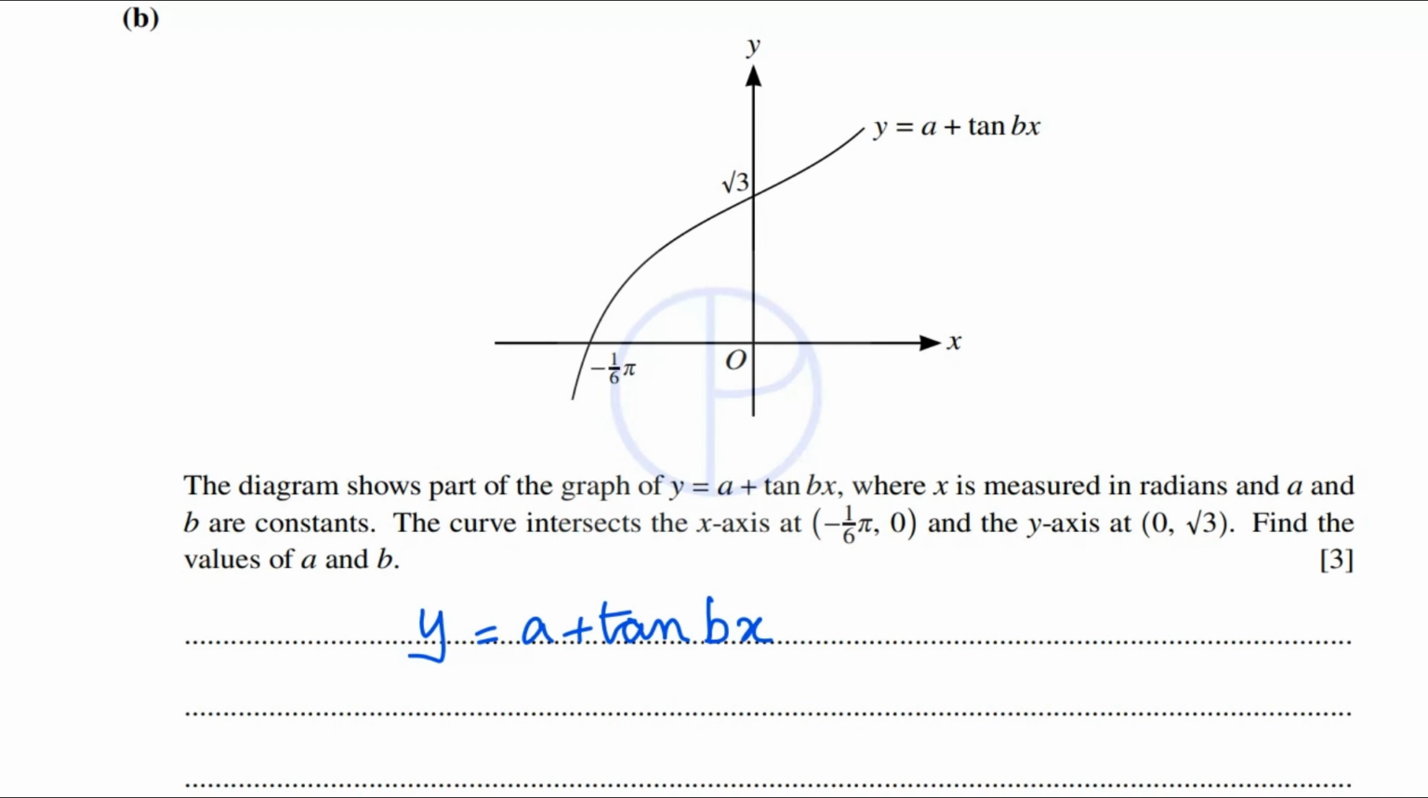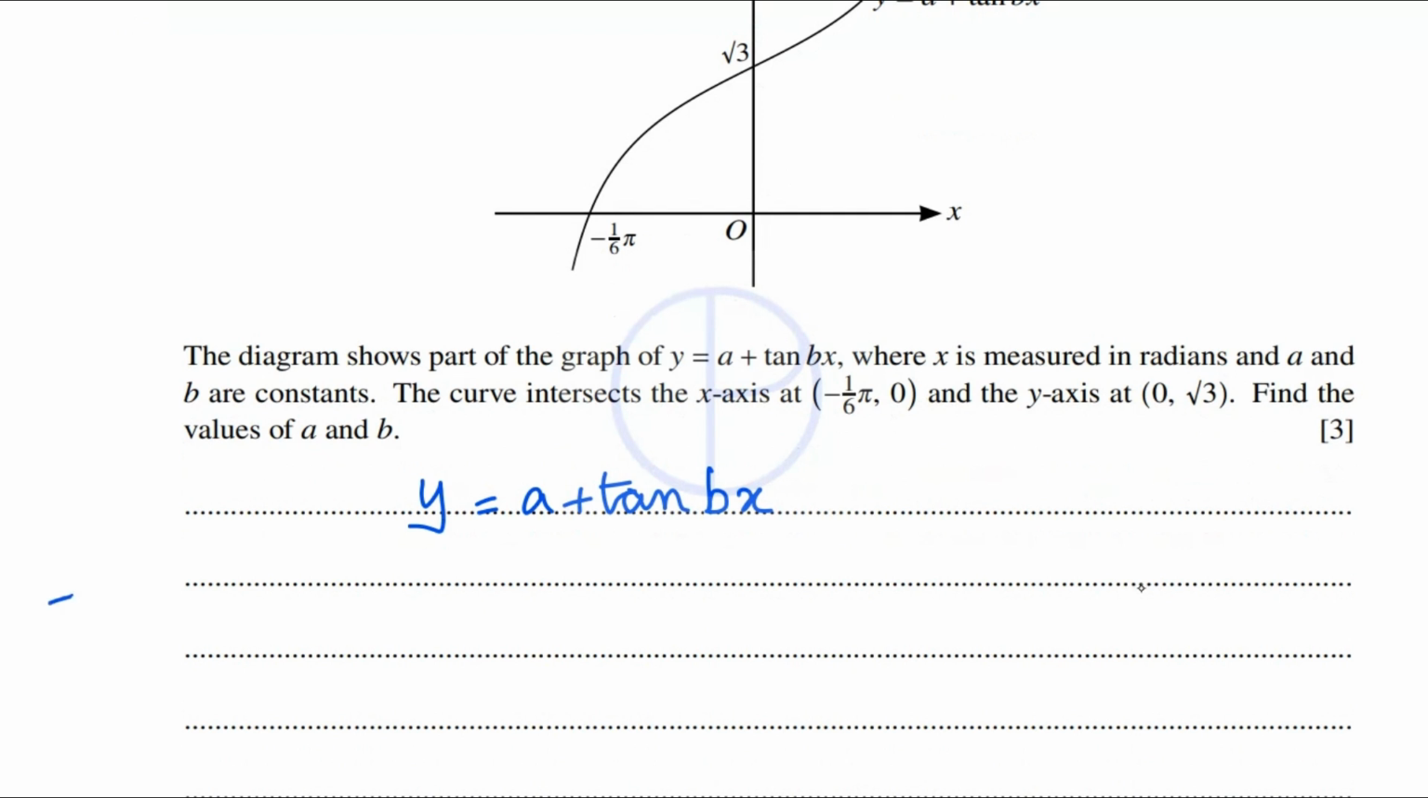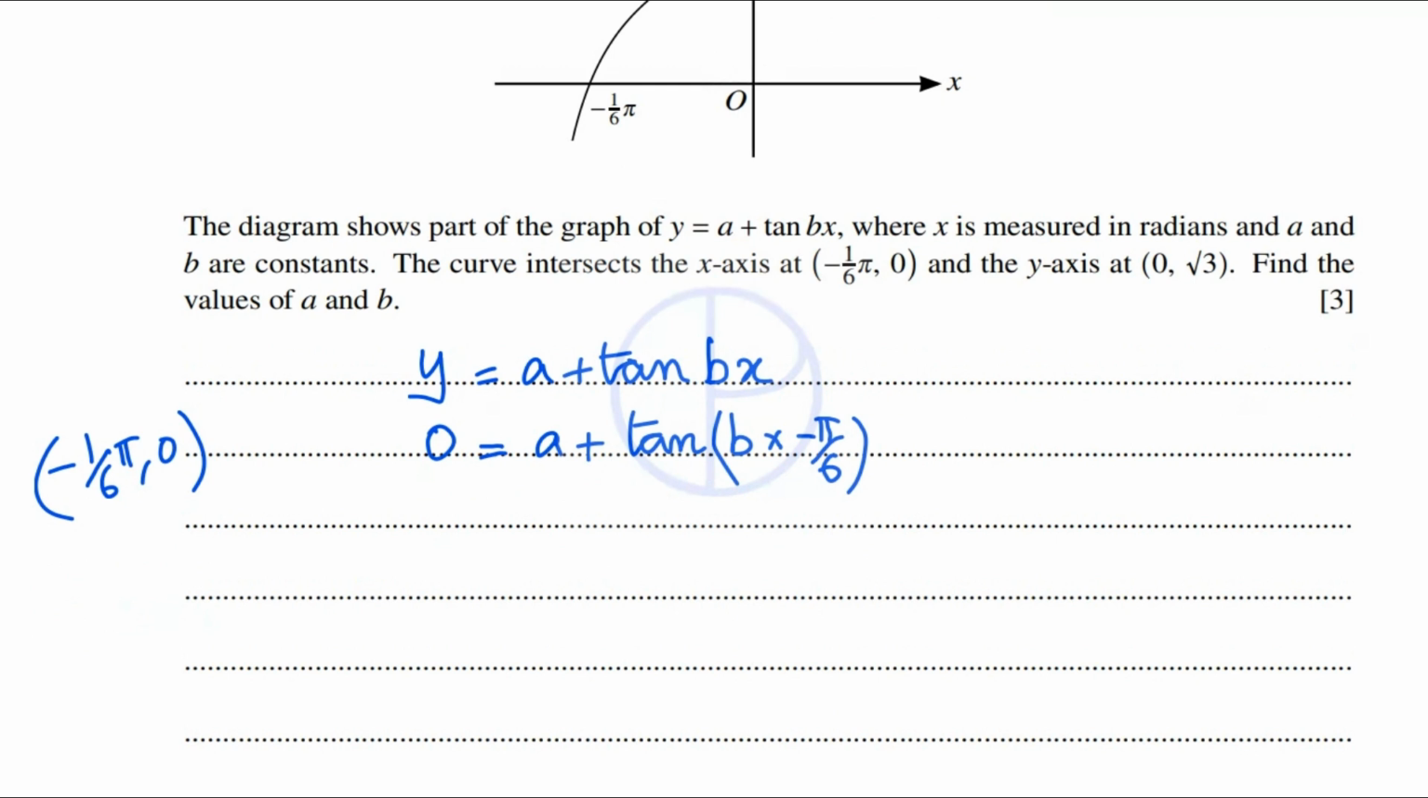Okay, two coordinate points are given, so these two coordinate points lie on the curve, so it will satisfy the equation of the curve. So let's substitute the coordinate points, negative 1 over 6 pi comma 0. So this is 0, a plus tan b multiplied by negative pi over 6. Okay, the other point is 0 comma square root of 3. So let's mark this as 1.